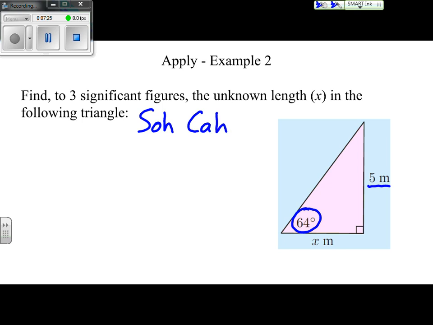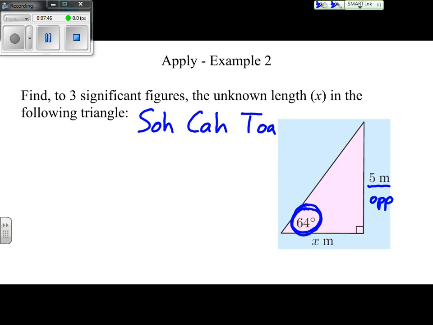Cosine is adjacent over hypotenuse. Tangent is opposite over adjacent. Well, rather than eliminating this time, let's think about what we actually have. If we look at the 64 here, we have the 5, which is across from it, or opposite. And then we have the x, which is not the hypotenuse, but is next to the 64-degree angle, or helping to form that 64-degree angle.